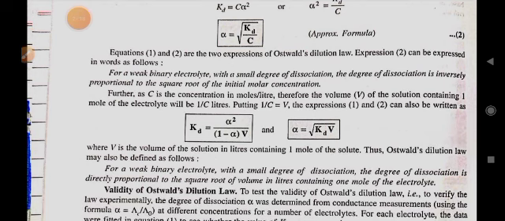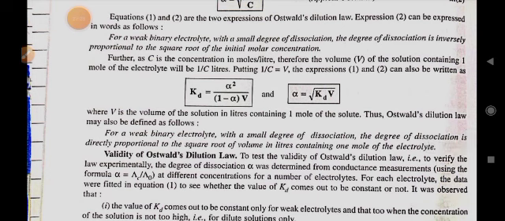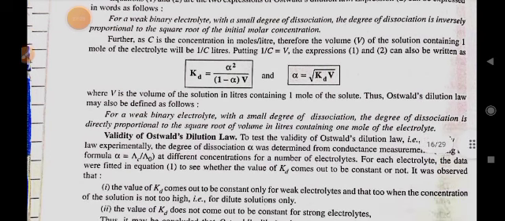Expression 2 can be expressed in words as follows. For a weak binary electrolyte with a small degree of dissociation, the degree of dissociation is inversely proportional to the square root of the initial mole concentration. Further, as C is the concentration in moles per liter, therefore the volume V of the solution containing 1 mole of the electrolyte will be 1 by C liter.